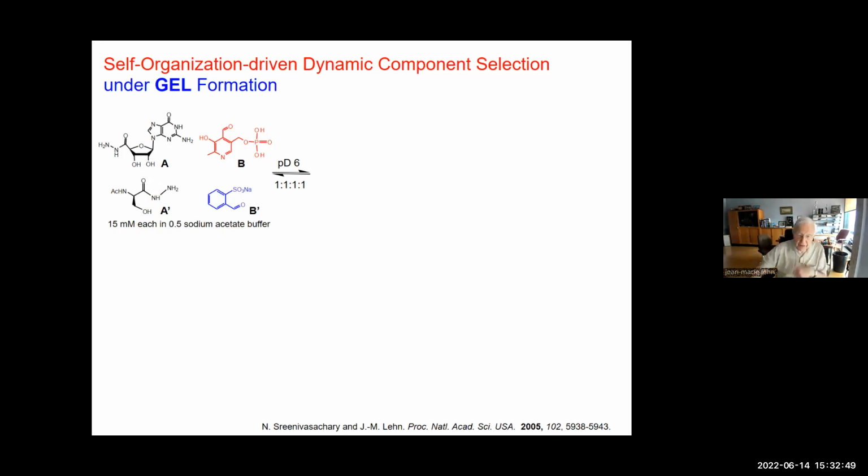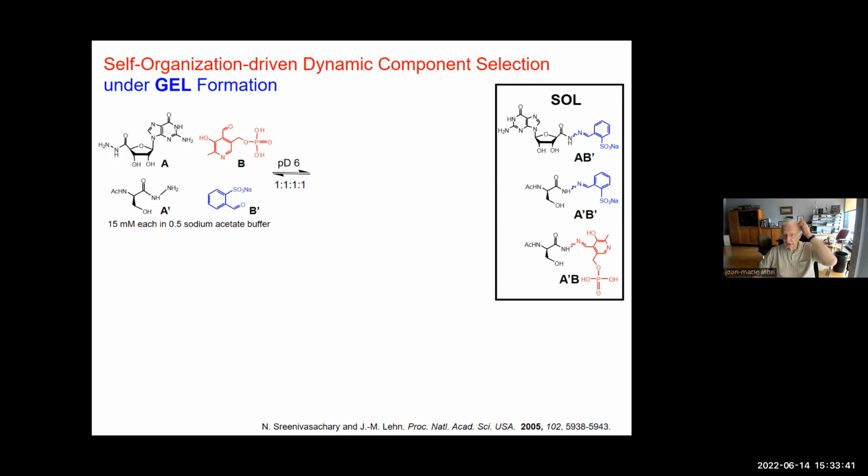So then what happens? You just mix this, and then you analyze the resulting mixture. How can you analyze it? First of all, it forms a gel. When you mix this at 15 millimolar in a 0.5 sodium acetate buffer, you get a gel. Now, this gel can be analyzed by NMR, but you know very well that the gel will not show NMR signals because it's very broad. However, those components which are not in the gel will be seen by NMR. So, in the water included in the gel, you find those compounds which are not part of the gel itself.